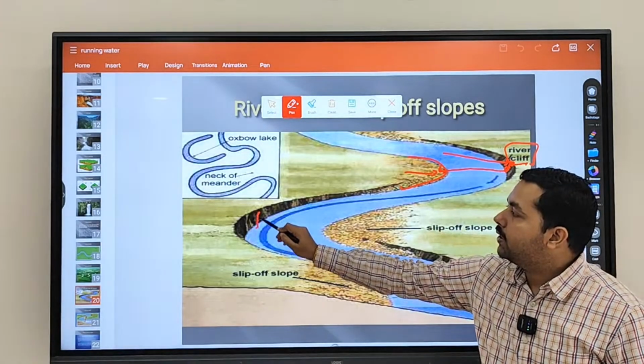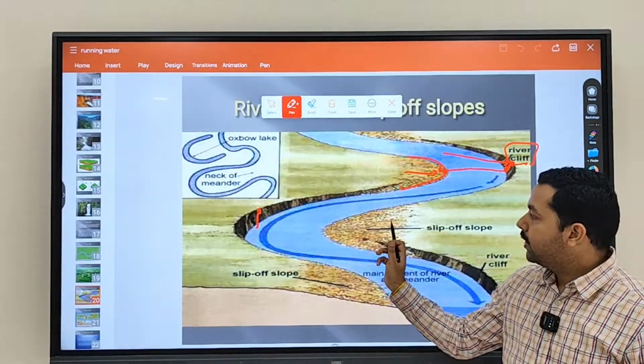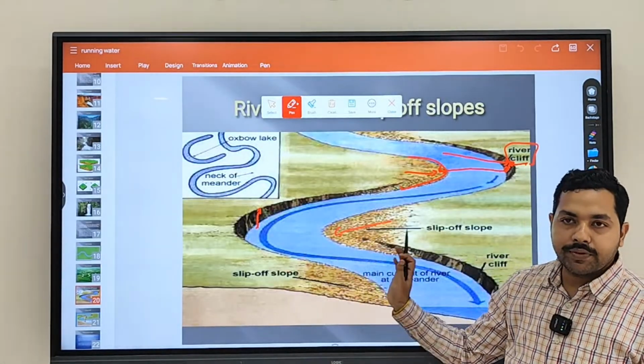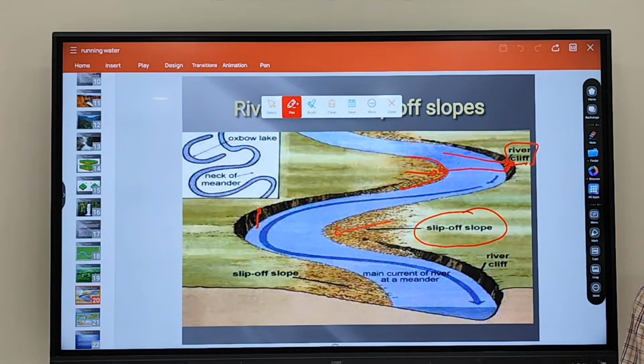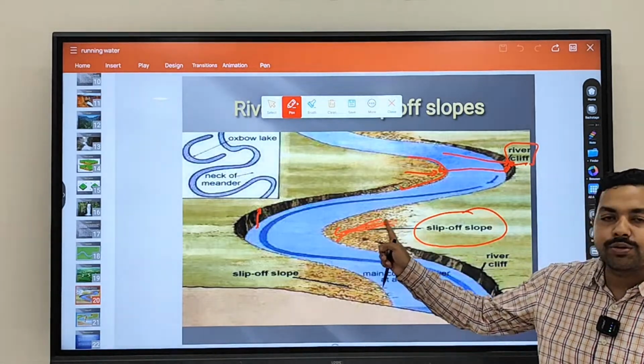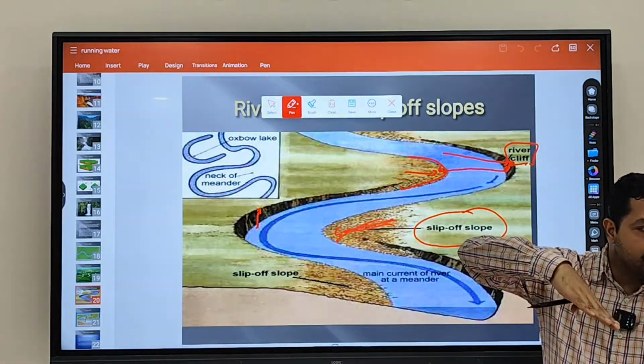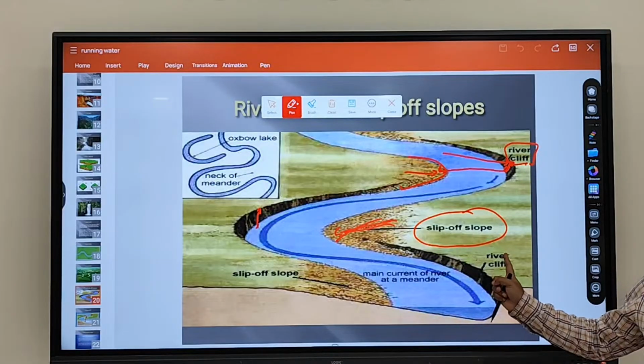Here you see height is increasing because of erosion. Here you see a gradual height because of nothing but what? Deposition. So this part is called what? This part is called a slip-off slope. You can slip inside the river, because this is a gradual slope. That's why this part is called a slip-off slope.